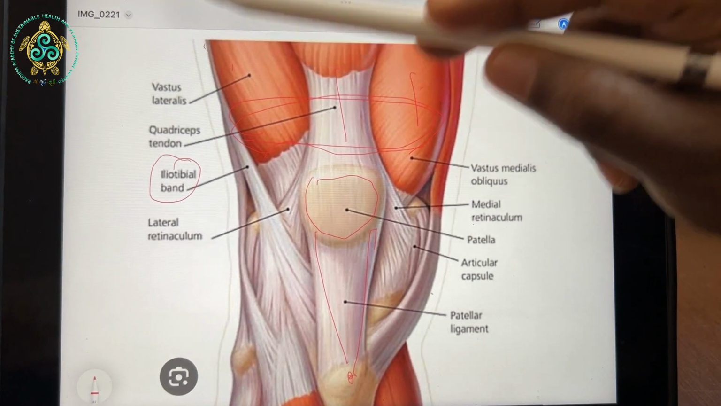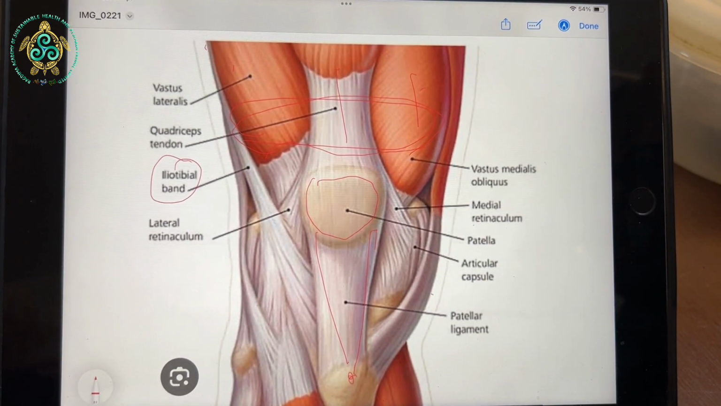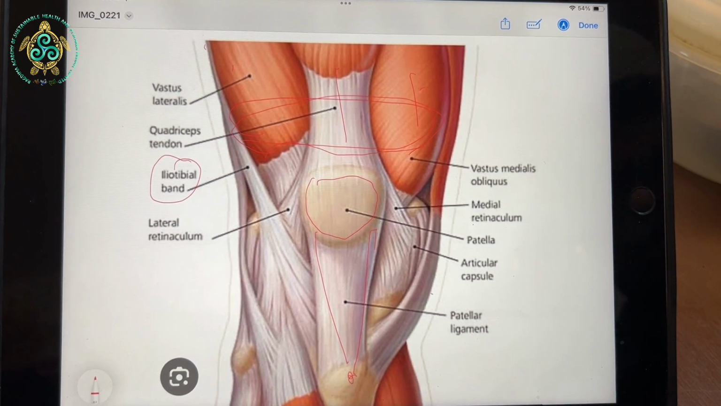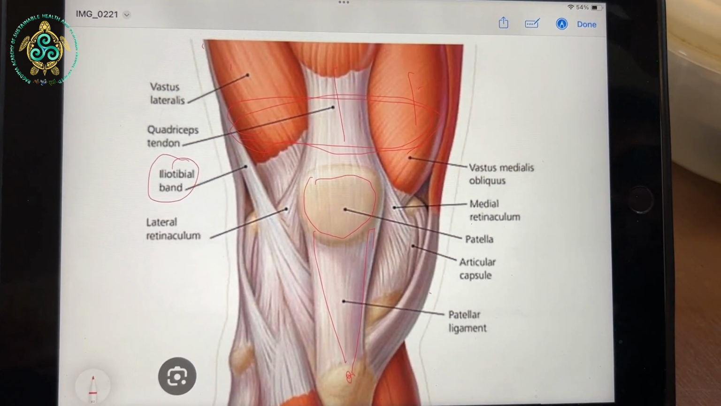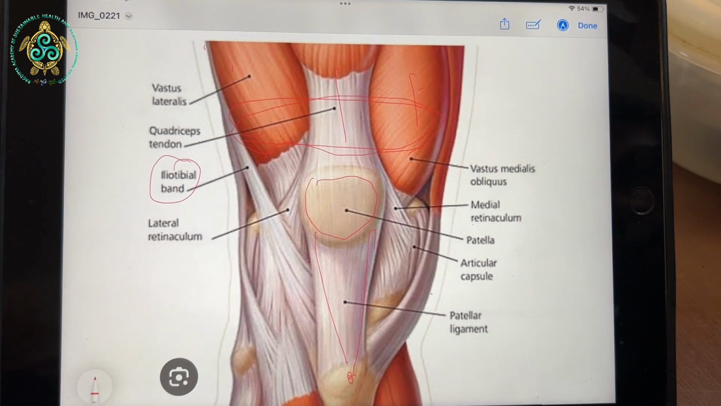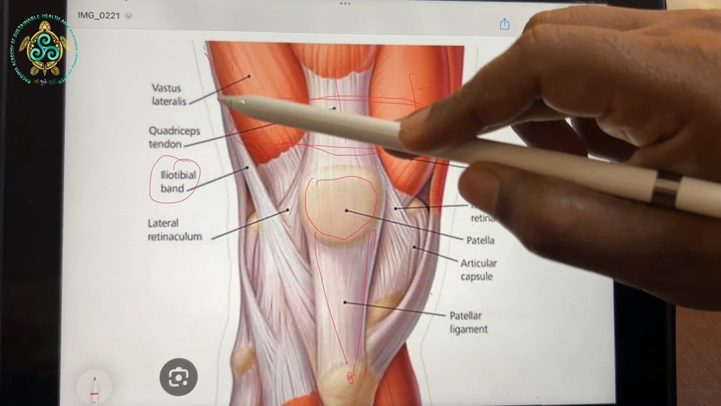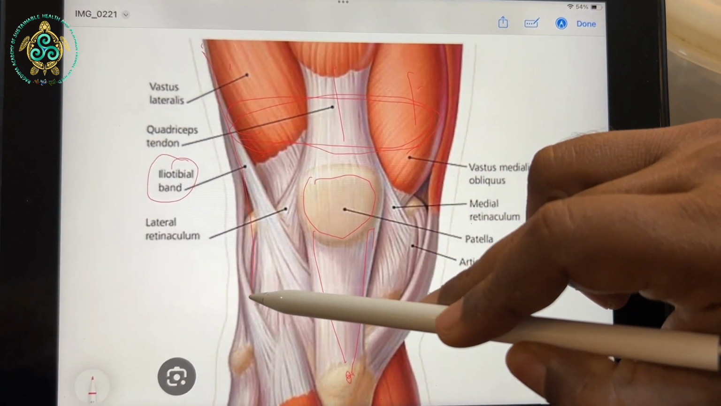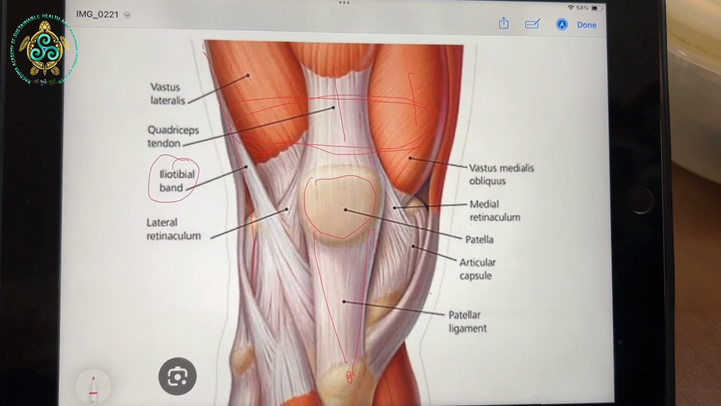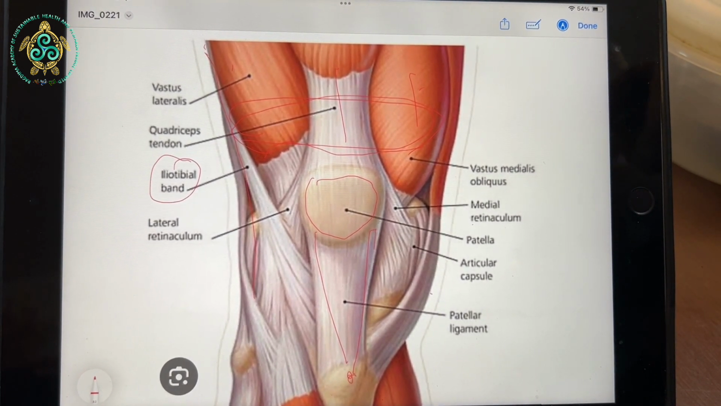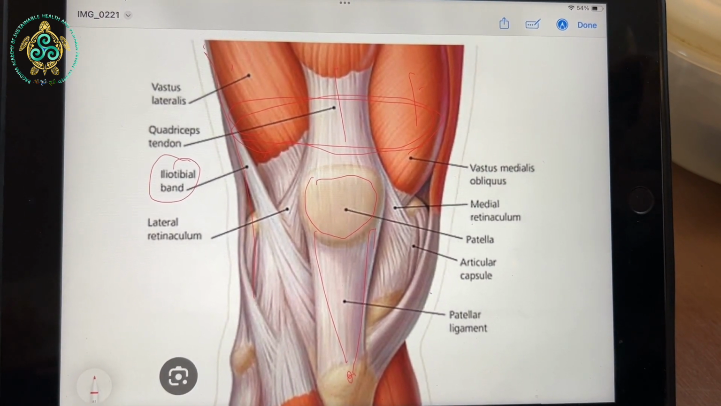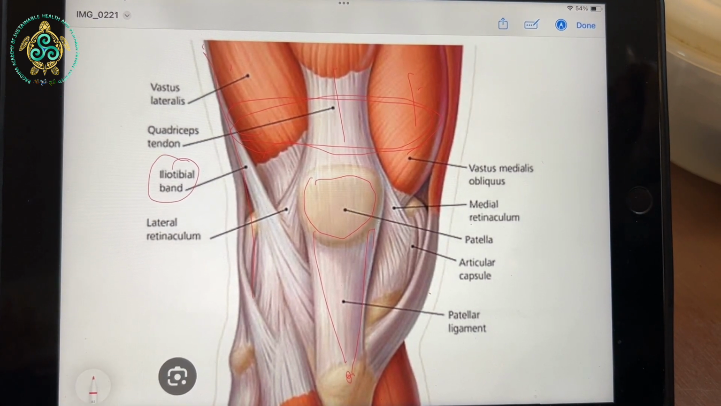The iliotibial band, remember, the one that starts from the outer lip of the iliac crest and runs down, forming the bands of the rest of the muscles in that area, forming a very thin band on the lateral aspect of the thigh, and it runs down. This iliotibial band also plays a very important role in maintaining the stability of the knee.